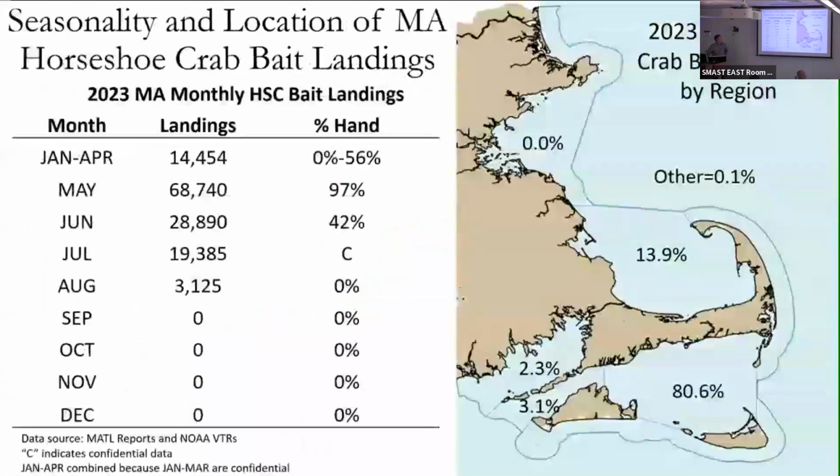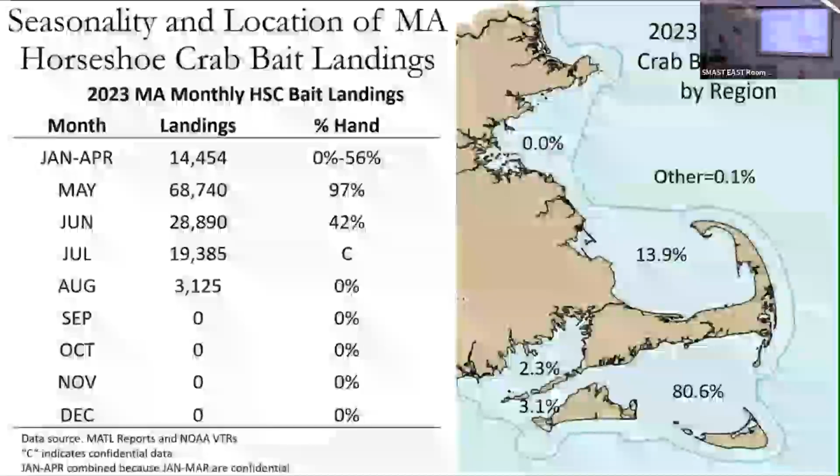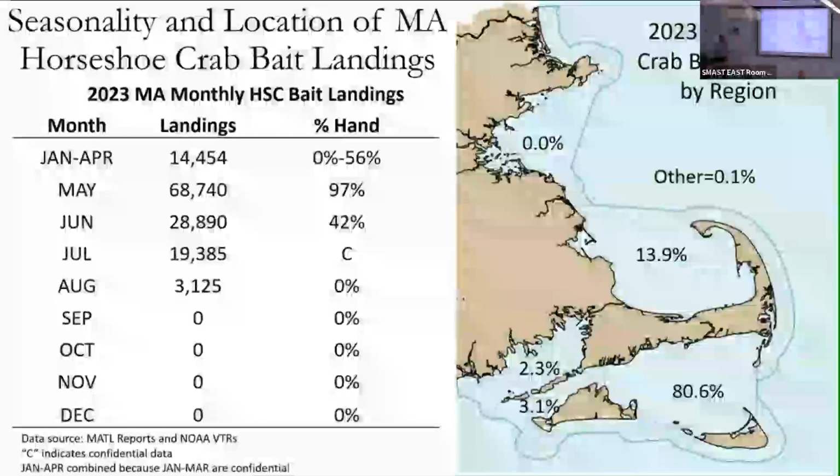So this is looking at seasonality and location of harvest. This is from 2023, from harvester data. The data from January, February, and March are confidential, so it's combined with April. Basically, what we have at that point in time is either 0 or 56% by hand. We have the high hand harvest in May and June. And after that, we have basically all mobile gear fishery. In 2024, I expect most of this to be dragger caught crabs because of that closure in May and June.